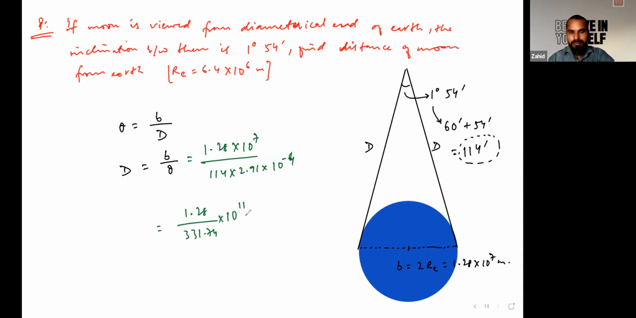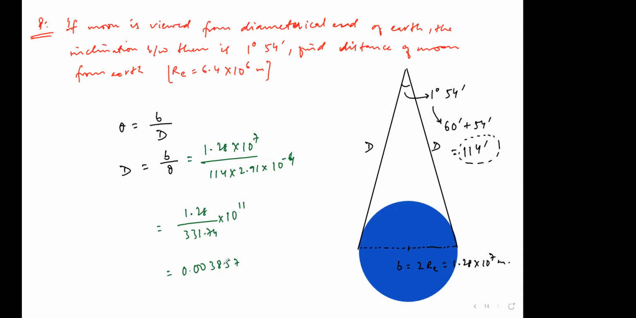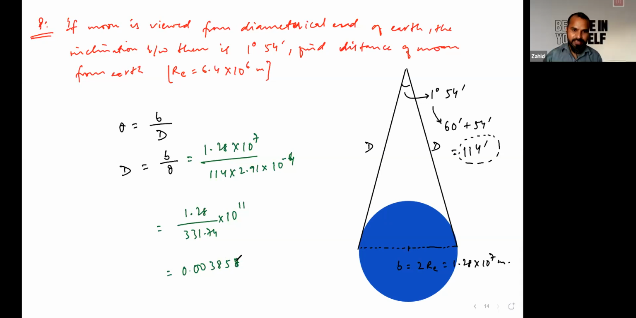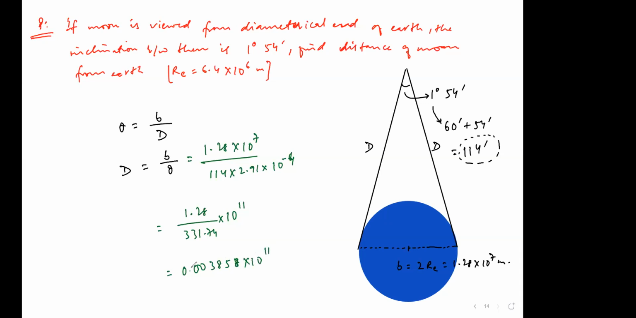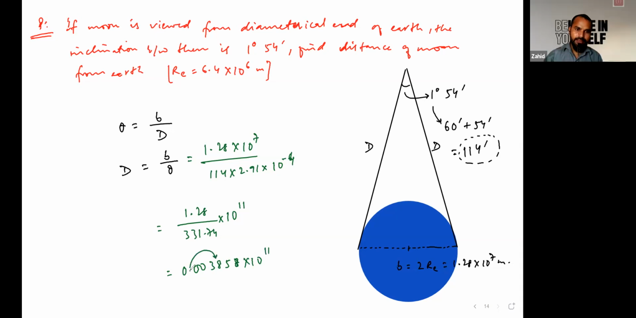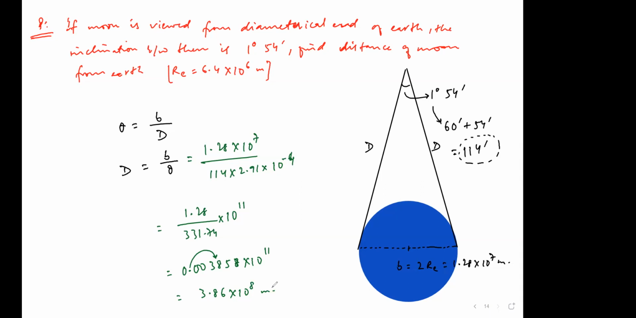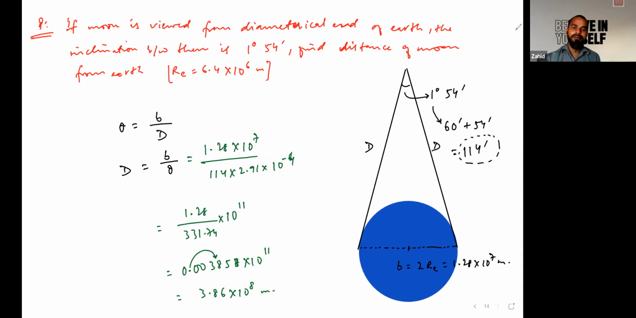Okay. On just dividing this particular part, you will obtain 0.003858 into 10 to the power 11. So bring this particular decimal to this part and decrease the exponent by 3. So it will be 3.86 into 10 to the power 8 meters. Okay, Khaled? Yes, sir. So this will be your final result, the distance between Earth and Moon.